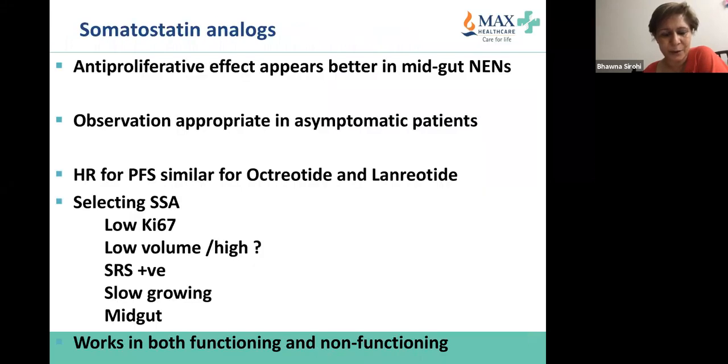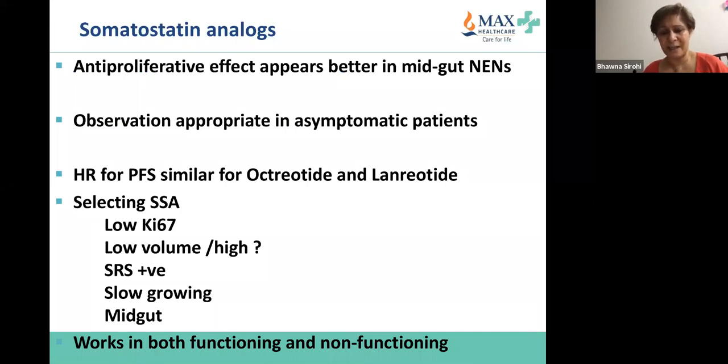So it's very important. So the take home for somatostatin, anti-proliferative effect is better in midgut. Observation is appropriate for asymptomatic patients. The hazard ratio is similar for octreotide and lanreotide. And I would select a somatostatin analog for low Ki-67.